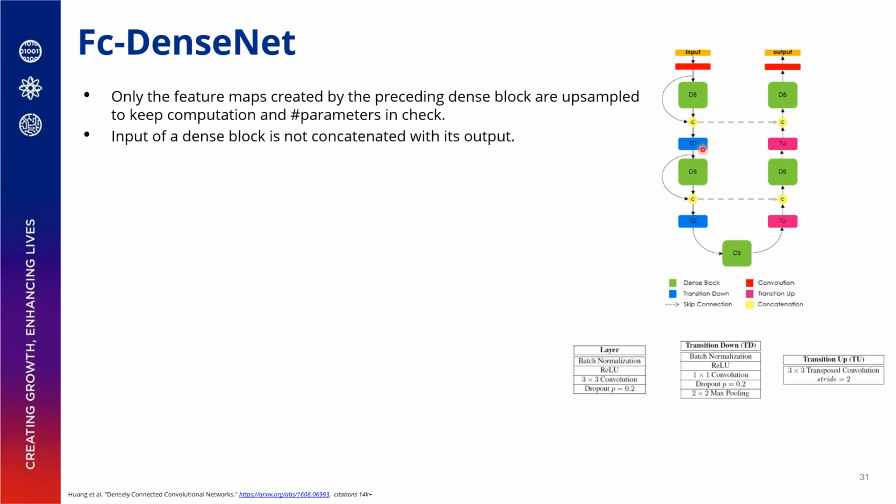You had these transition downs, which involved batch normalization, ReLU, one-by-one convolution with dropout, and max pooling. So essentially, there was a reduction in the dimension of each filter over here. And your layer over here was very similar: a batch normalization, ReLU, 3 by 3 convolution with a dropout of 0.2. And your transition up is your upsampling component over here. They used a 3 by 3 transposed convolution with stride equal to 2.